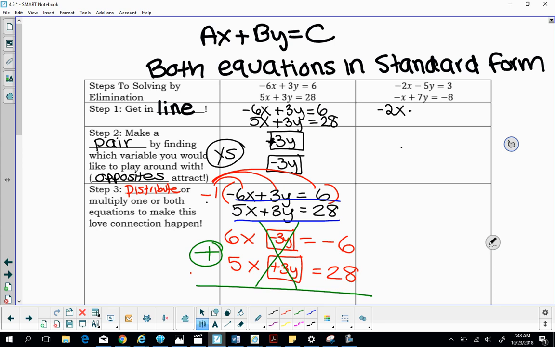Negative 2x minus 5y equals 3. Negative x, what's that invisible coefficient next to x? 1. Plus 7y equals negative 8. Then, next thing I need to think about is what do I want to play around with? You could play around with the y's if you wanted to, but you would have to multiply something to both of them to get them to be the same number, different sign. As opposed to right here, if this is negative 2x, I could make this positive 2x. What could I multiply to negative 1 to make it positive 2?